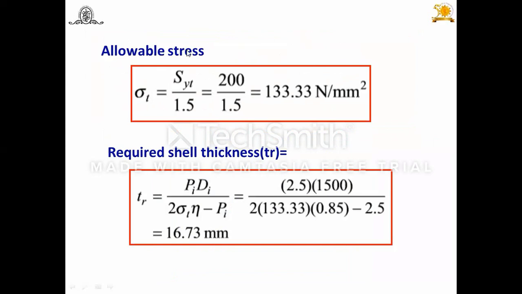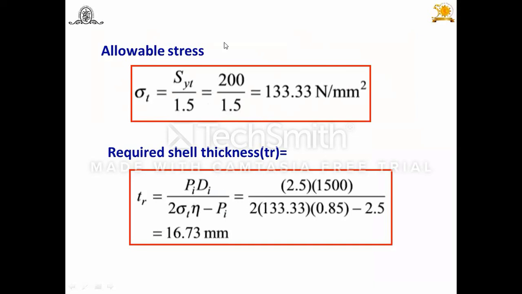Now let us start. First of all, find out the allowable stress. How to find it? Syt upon FOS, that is 1.5. You will get sigma T allowable, and this is according to the code. This FOS is used according to the code. Then the required shell thickness, meaning the cylindrical wall thickness, Tr. How to find it?